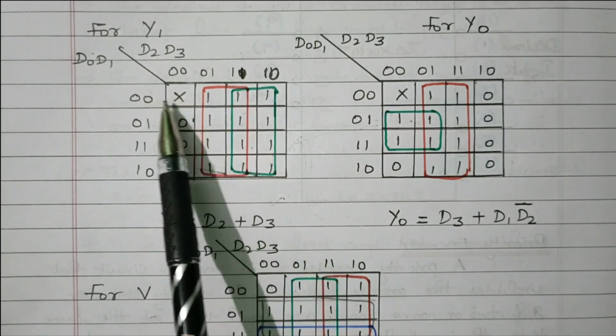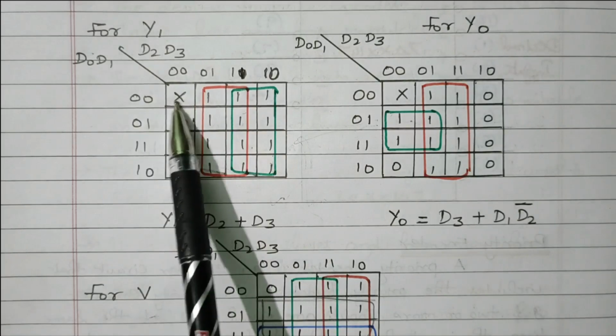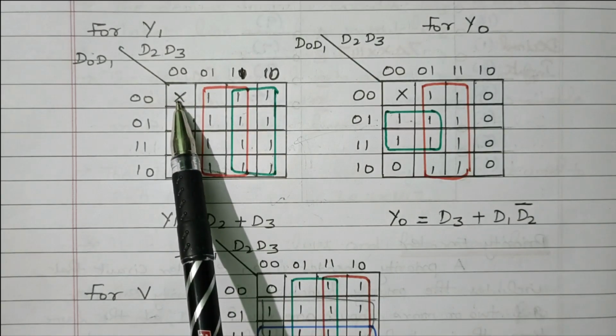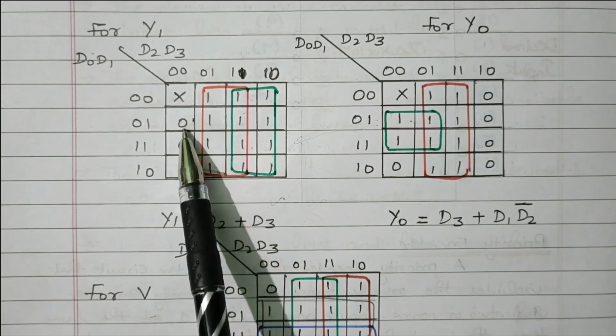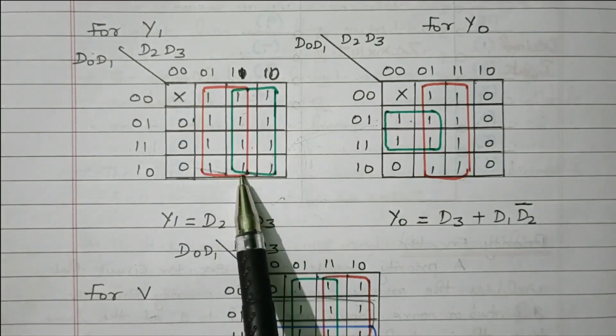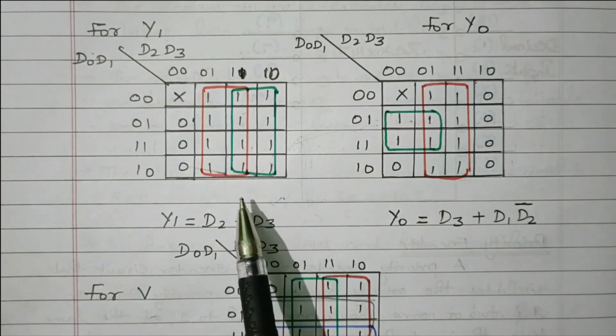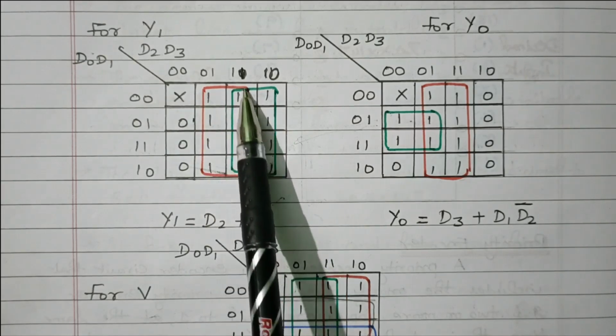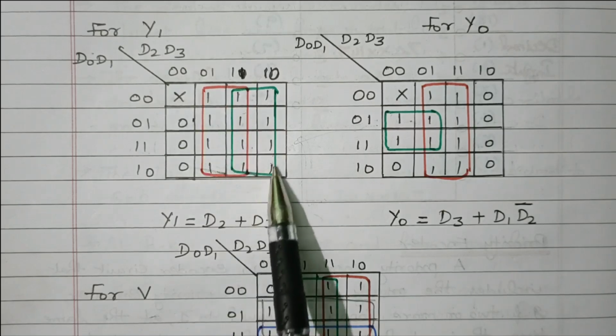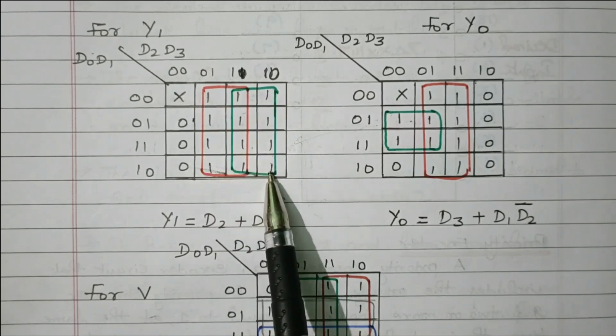This one is X, 0, 0, 0. Both are 0, 0 means it will not produce any output. That is indicated by the input valid indicator. These three are 0 and these are all 1. You can refer to the truth table. From the truth table it is marked. So we can group these 8 cells in red color and these 8 cells in green color.